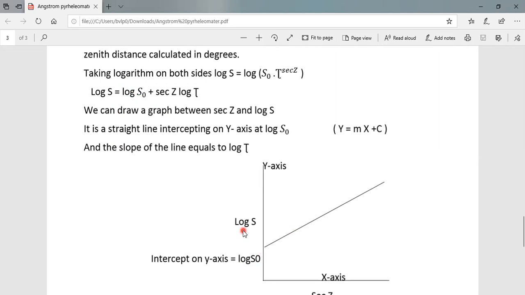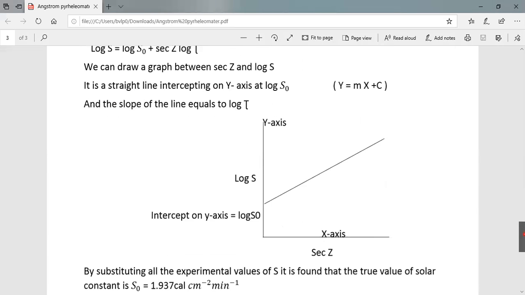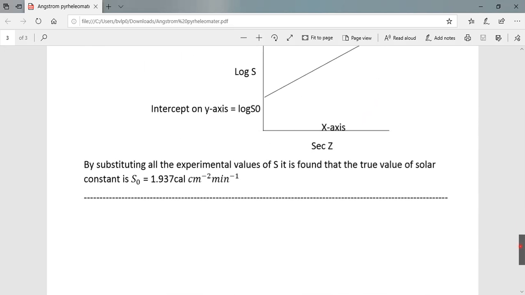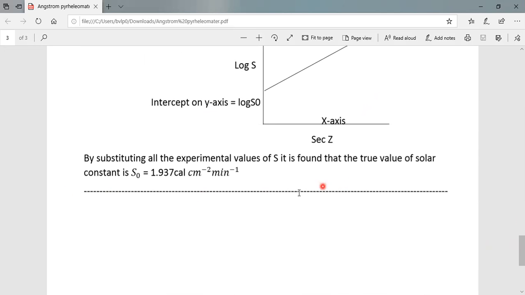So log S and secant z values are plotted on the graph here. And the y-intercept equals log S naught. This is the y-intercept, the log S naught value, and it is substituted in this equation. And when you substitute this log S naught value for any given value of z, we can calculate log S using this equation here. So this is how we can calculate experimentally the solar constant and the original value of the solar constant.